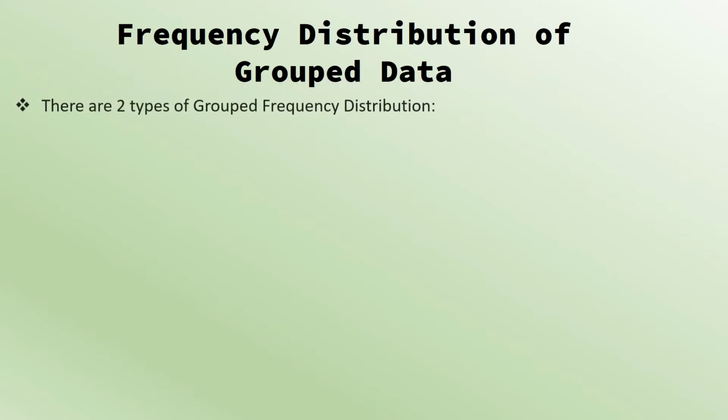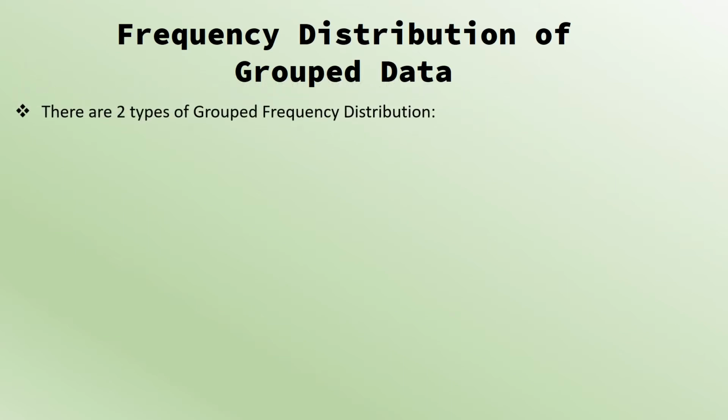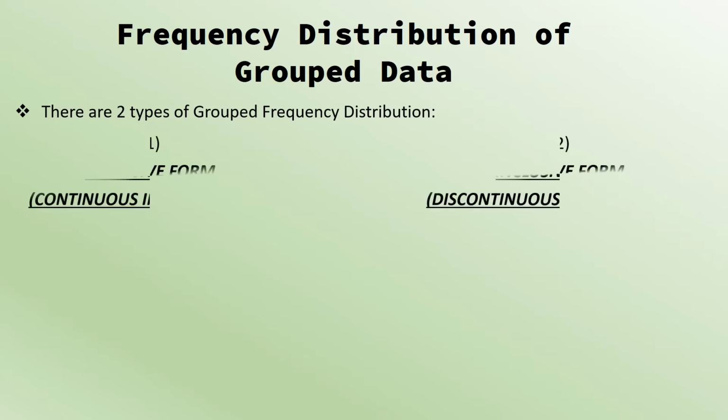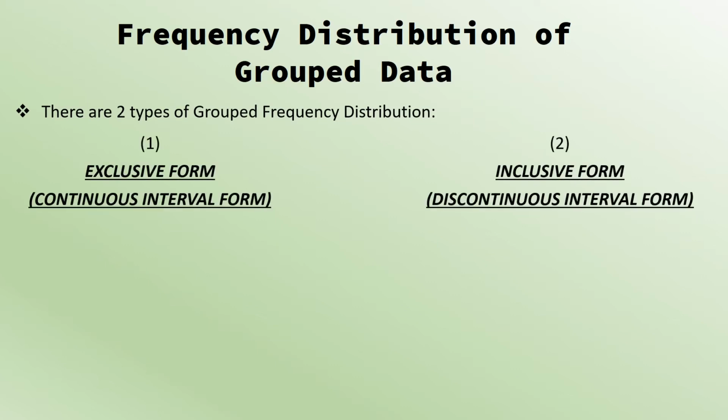Now there are two types of grouped frequency distribution. The first one is exclusive form and the second one is inclusive form. Exclusive form of grouped frequency distribution is also called as continuous interval form, whereas inclusive form is also called as discontinuous interval form. Now this naming of the two types reveals most of the things about these two types.